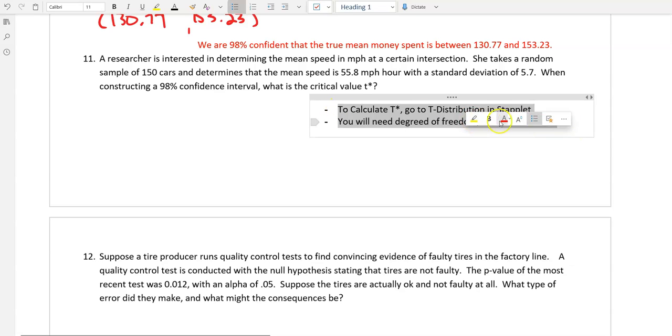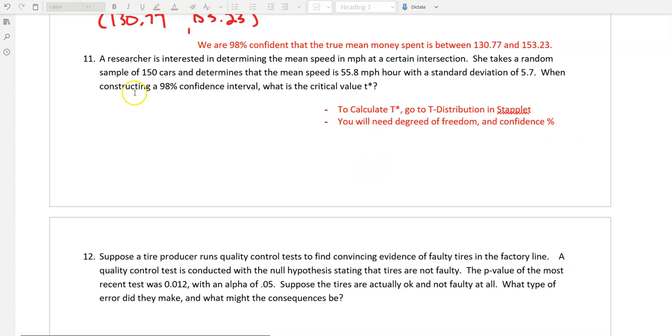All right, so on number 11 here, we have a researcher interested in determining the mean speed in miles per hour of a certain intersection. She finds a sample of 150 cars, determines the mean is 55.8, standard deviation of 5.7. So when you're constructing a 98% confidence interval, what is the critical value T star? They're looking for T star here, so that's what this problem is mainly looking for.